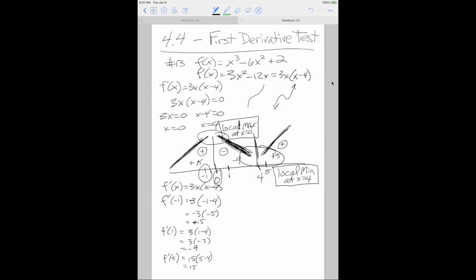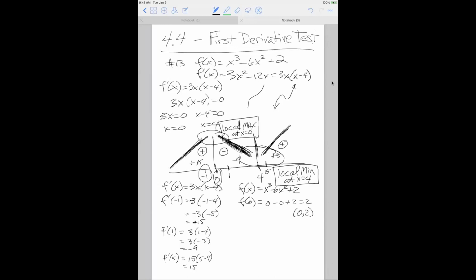What is that local min and what is that local max? So along with that, we also need to do a calculation of what the values are. So we go back to the original function here, which is x to the third minus 6x squared plus 2. Let's plug in the value 0 into here and see what the local max actually is. So we end up with 0 minus 0 plus 2 equals 2. So the coordinates of the point are, you plug in 0, you get 2.